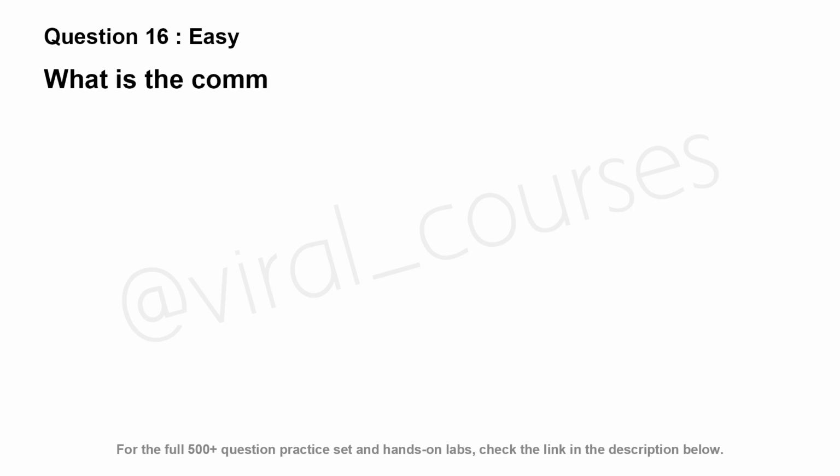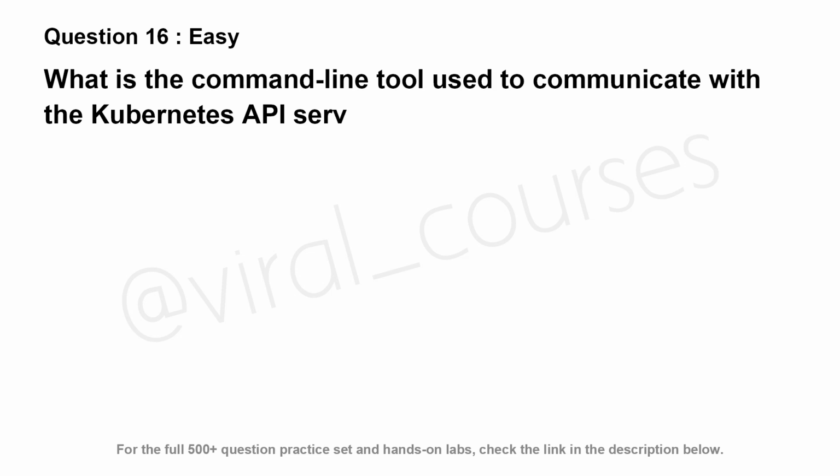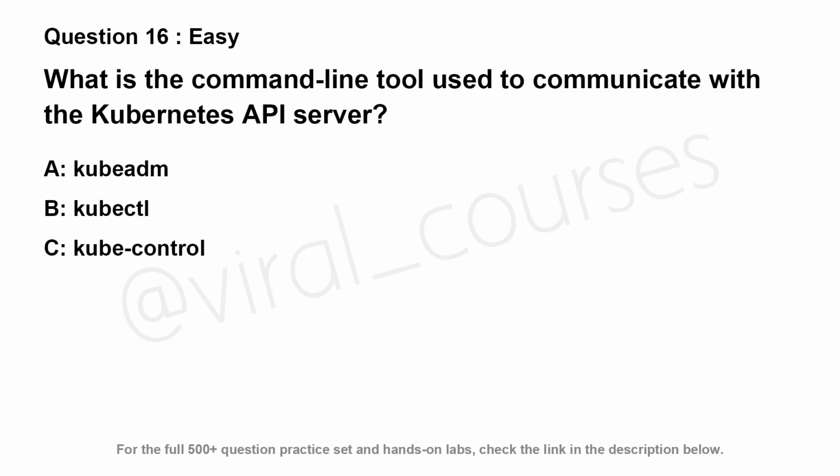What is the command line tool used to communicate with the Kubernetes API server? Option A. KubeDem. Option B. kubectl. Option C. kubecontrol. Option D. k8s-cli.